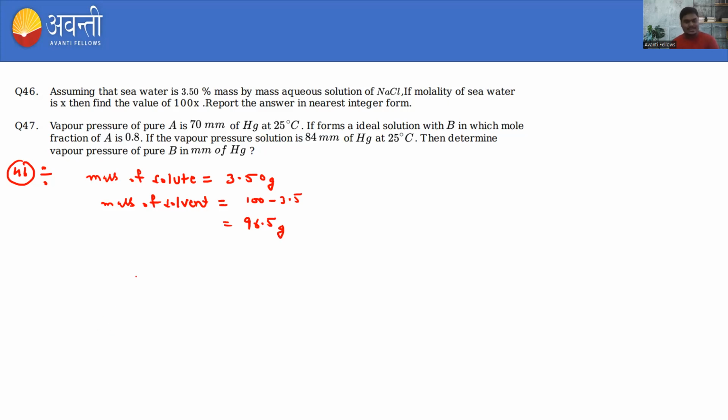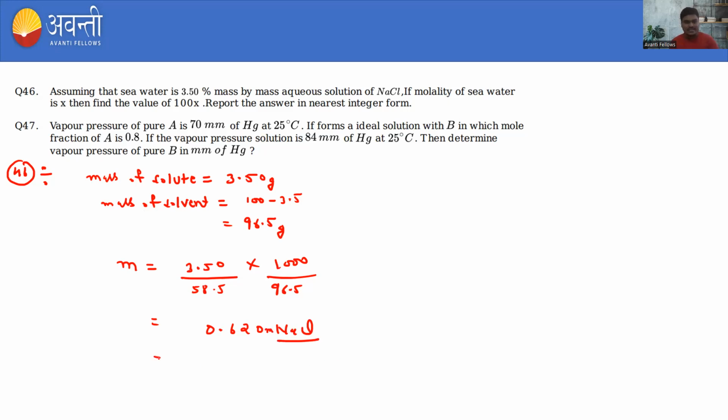So what is molality? How will you calculate the molality? Molality is the mass of the solute, which is 3.50 grams, divided by the molar mass. So what is the molar mass? This is NaCl, right? For NaCl, the molar mass is 58.5. This is multiplied by 1000, and what is the mass of the solvent? That is 96.5. Just solve this. This is a very simple question. This comes out to be 0.620 molal of Na and Cl.